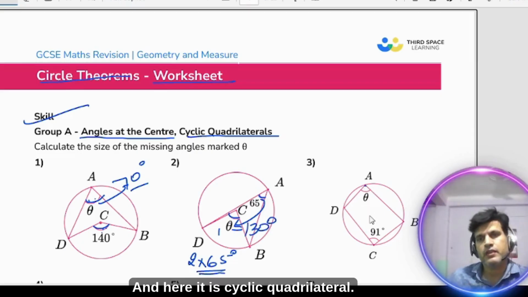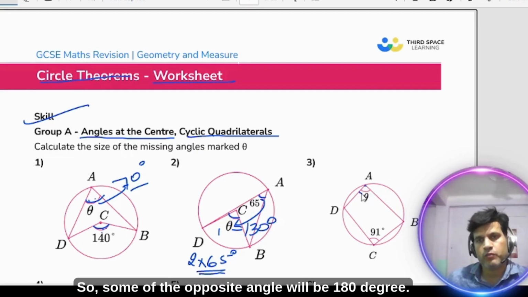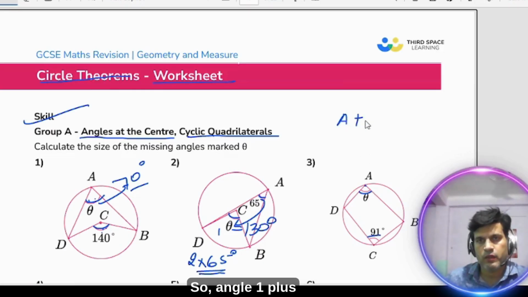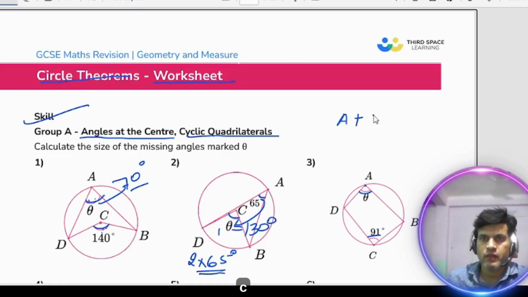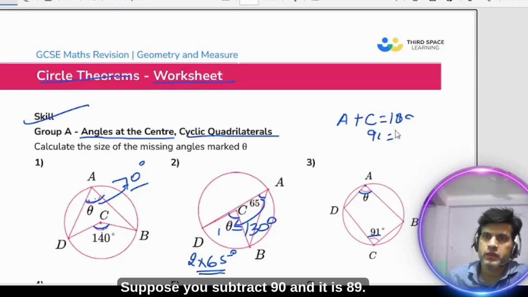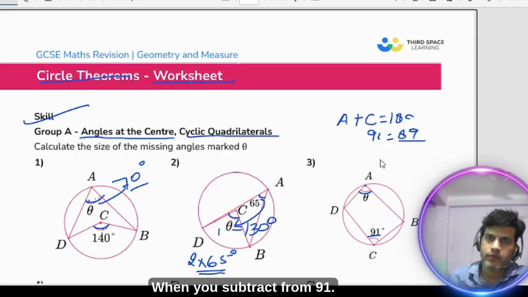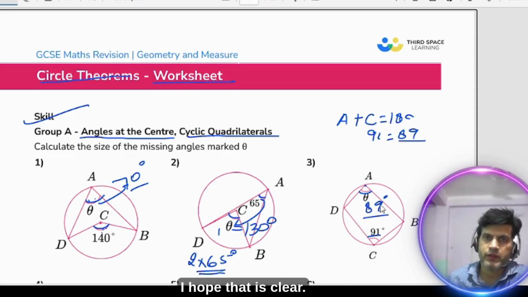And here it is a cyclic quadrilateral, so the sum of the opposite angles will be 180 degrees. So angle A plus angle C equals 180 degrees. So here it is 91. If you subtract 90, it's 90, and when you subtract from 91, it will be 89 degrees. Okay, I hope that's clear.